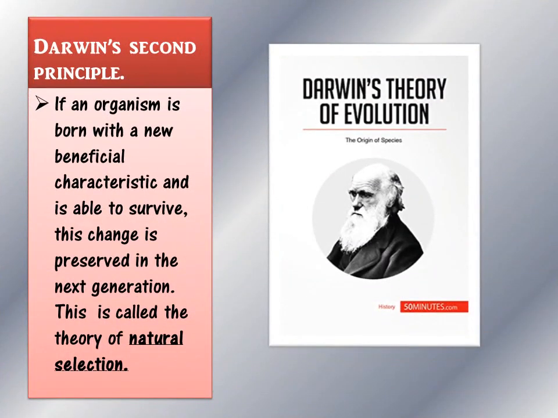Darwin's second principle says if an organism is born with a new beneficial characteristic and is able to survive, this change is preserved in the next generation. This is called the theory of natural selection.